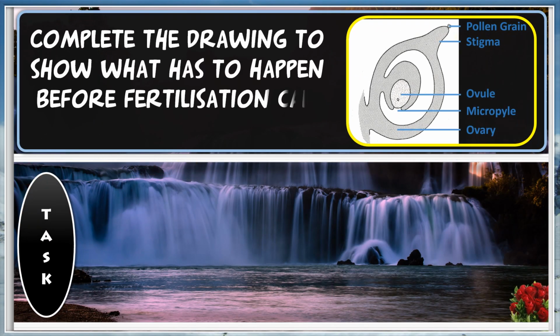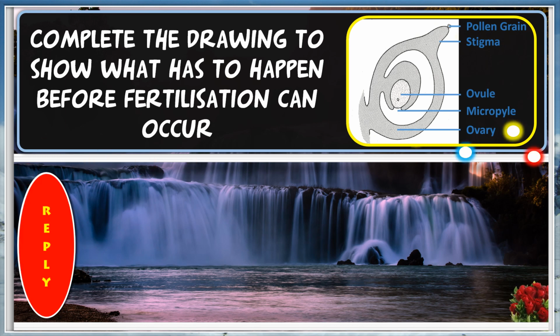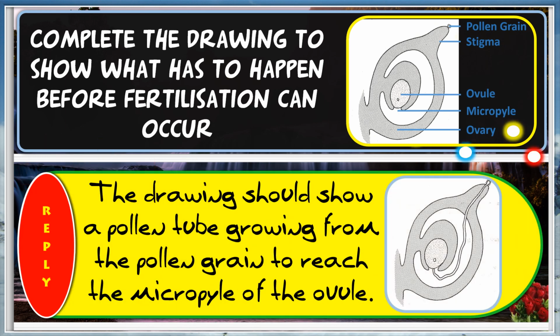Complete the drawing to show what has to happen before fertilization occurs. The drawing should show a pollen tube growing from the pollen grain to reach the micropyle of the ovule.